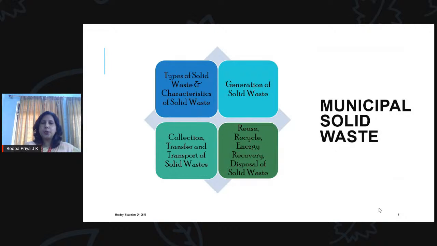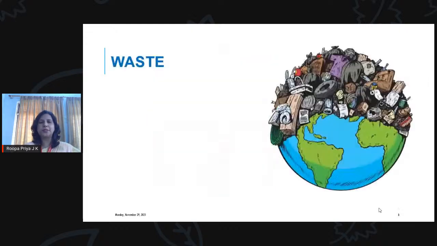Municipal solid waste has various topics under it, and we have the types of solid waste management and characteristics of solid waste management included here. So this session on municipal solid waste consists of all these topics under our discussion: types of solid waste, generation of solid waste, collection and transfer and transport of solid waste, reuse, recycle, energy recovery, and disposal of solid waste as well.